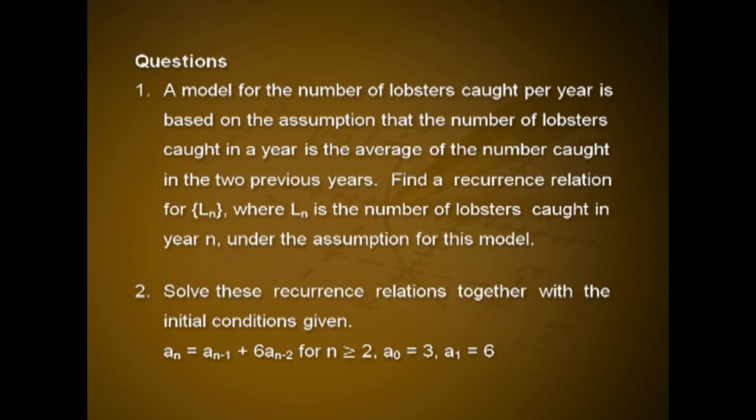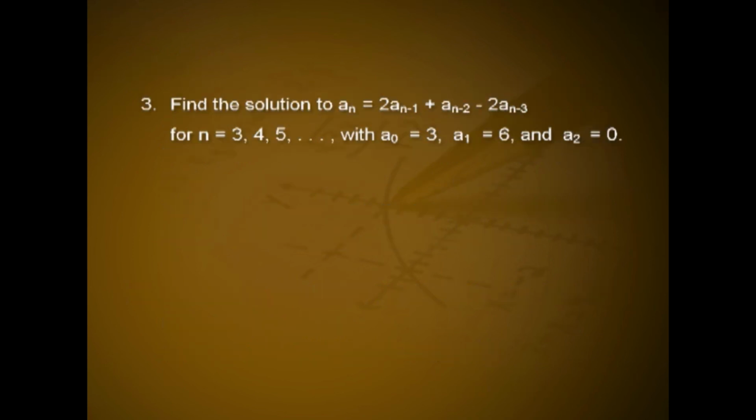2. Solve these recurrence relations together with the initial conditions given. a n is equal to a n minus 1 plus 6 into a n minus 2 for n greater than or equal to 2, a naught is equal to 3, a 1 is equal to 6. 3. Find the solution to a n is equal to 2 into a n minus 1 plus a n minus 2 minus 2 into a n minus 3 for n is equal to 3, 4, 5, etc. with a naught is equal to 3, a 1 is equal to 6 and a 2 is equal to 0.